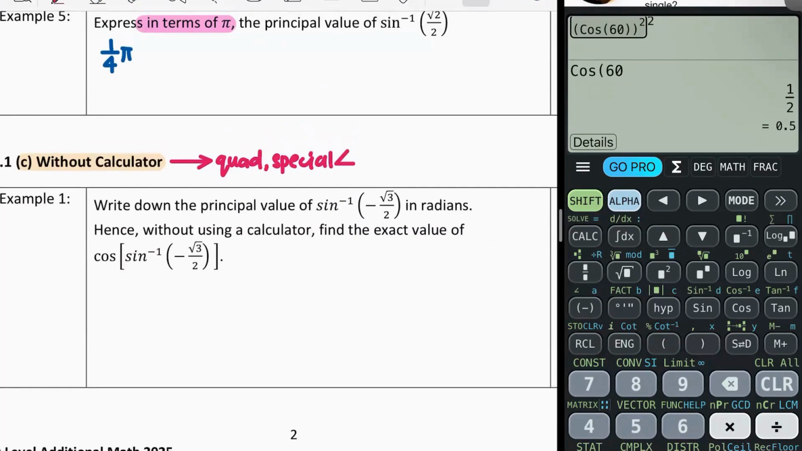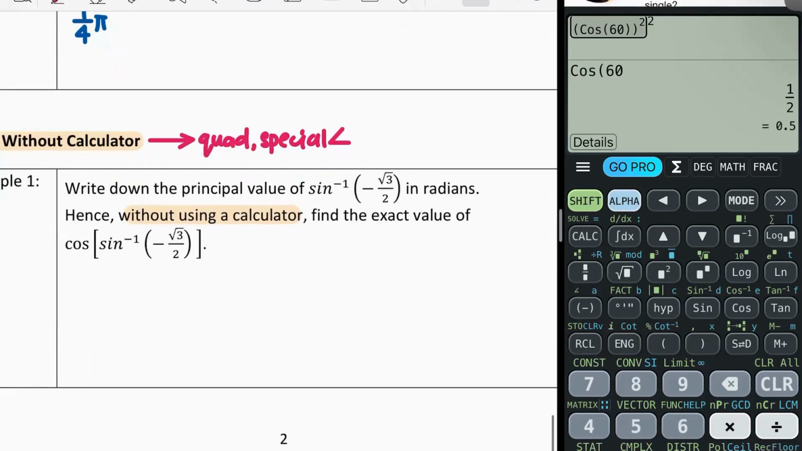Special angle, same thing, you can actually cheat with your calculator. Yes, I know they say without using a calculator, but by right, most students will actually memorize the special angles, right? So we'll talk about that later. Okay, so let's do this real quick. For this part over here, write down the principal value in radians. Let's do that real quick.